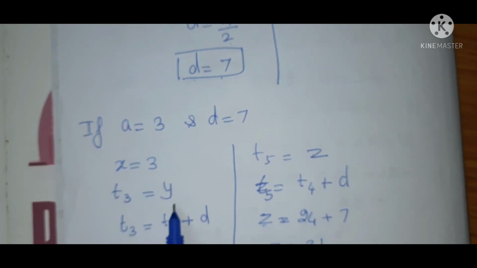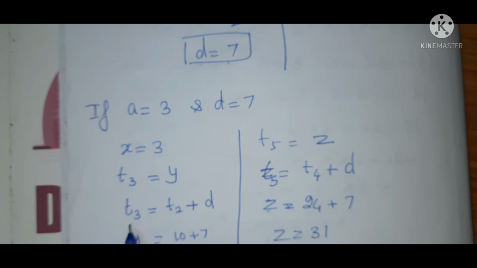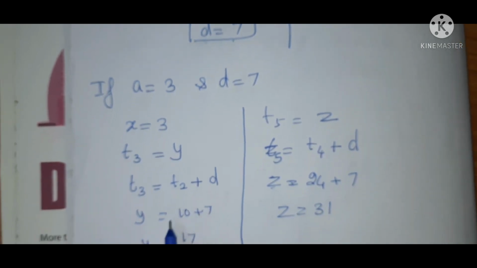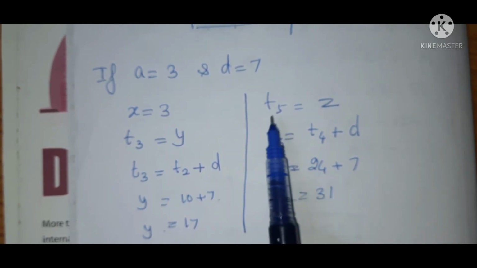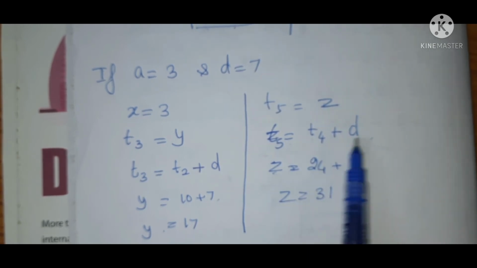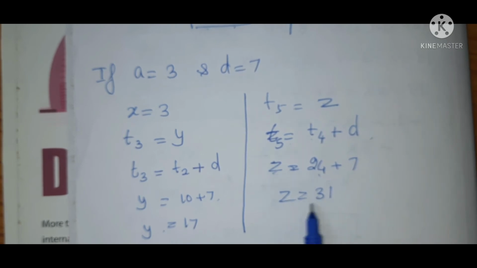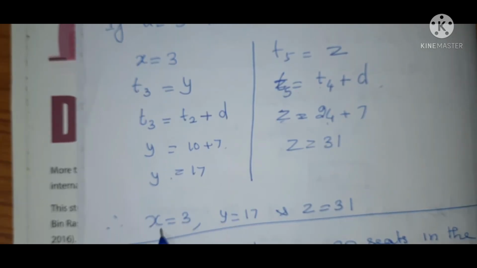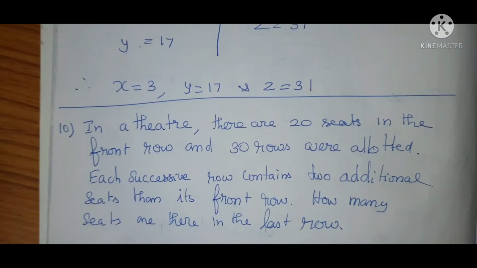T3 is y. The third term is y. T3 is T2 plus d. T2 is 10, 10 plus 7 is 17. y is 17. T5 is z. T5 is T4 plus d. The fourth term is 24, 24 plus 7 is 31. z is 31. Therefore, x is 3, y is 17 and z is 31.